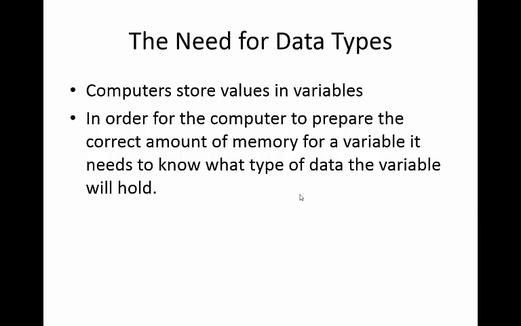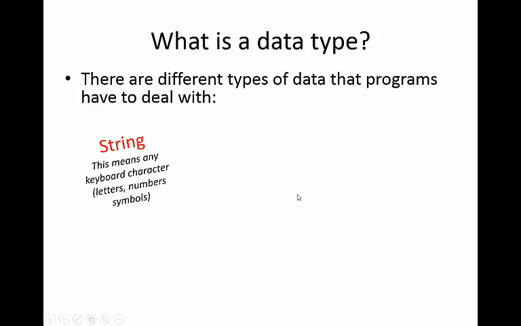So there are different types of data. There is string data type. This means any keyboard character, so a letter, a number, a symbol, anything that you would type in could be classed as a string data type. Now, when the computer prepares the memory, it will prepare quite a large amount of memory for any string variable.